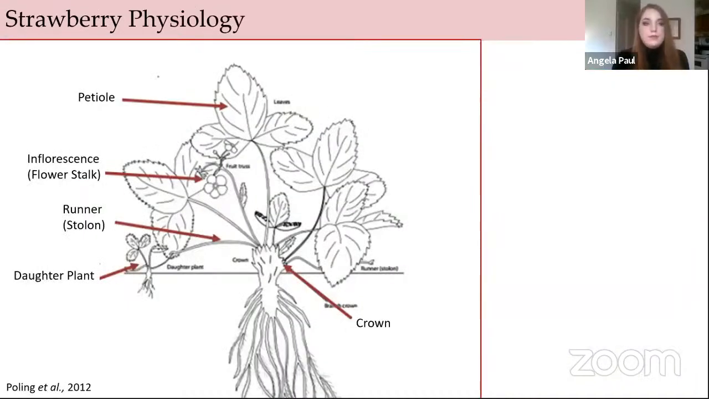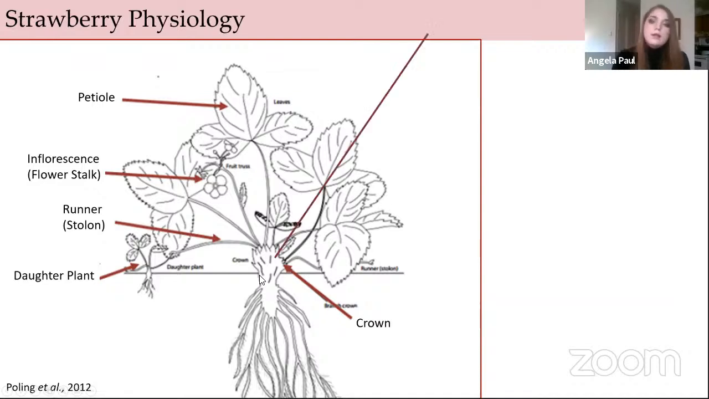Now to just talk briefly about strawberry physiology. The strawberry plant can be broken down into 5 main parts: the pedicel or leaf stalk, the inflorescence or flower stalk where the flower buds stem from, runners or stolons, which will then branch to produce runner tips, which when in contact with soil or soilless substrate will produce daughter plants that are genetically identical to the plant. And then the central part of the plant is the crown, which is where all these new shoots originate.